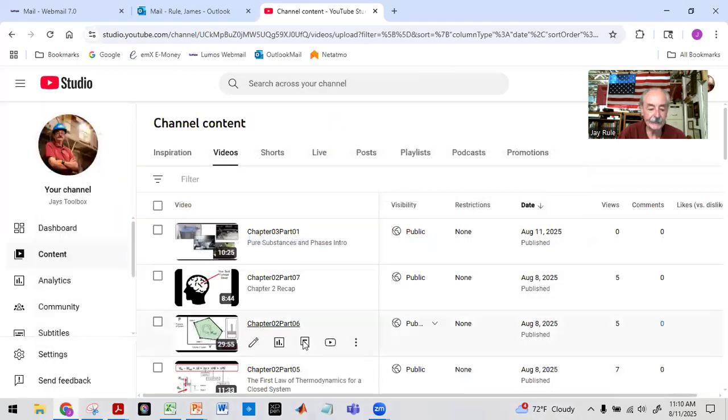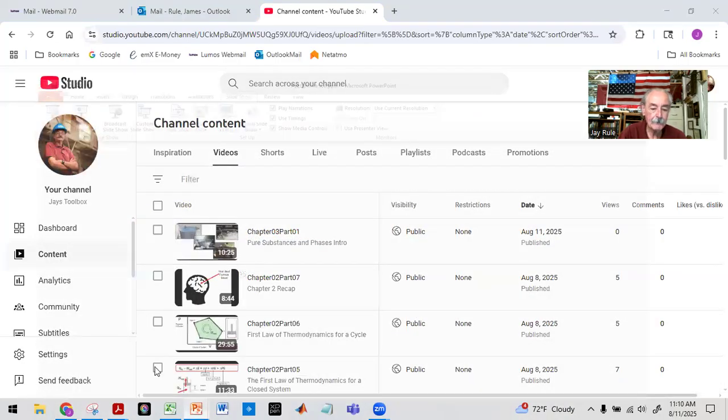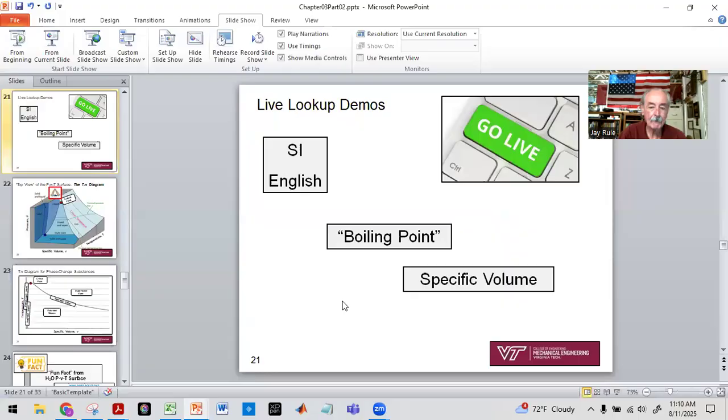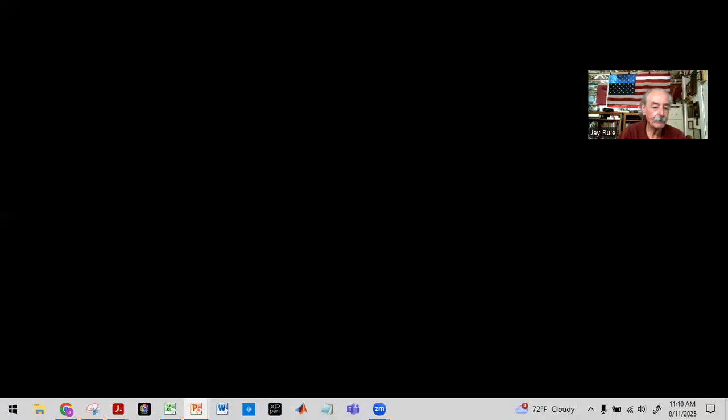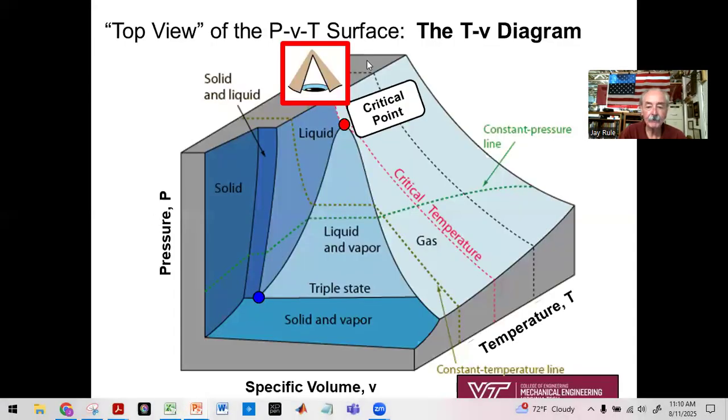Okay, so hopefully I can get back to PowerPoint and continue my work. Okay, so let's see what we have. So, next. That was the PV diagrams. That was a time spent on the pressure volume diagram, pressure specific volume diagram, vapor dome.